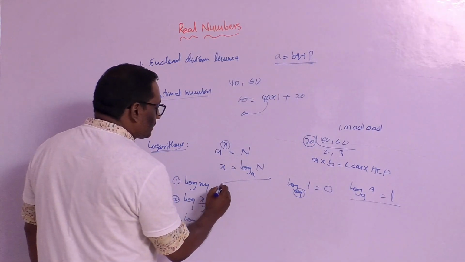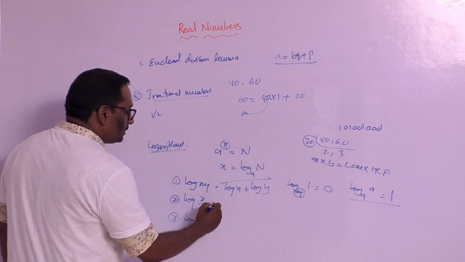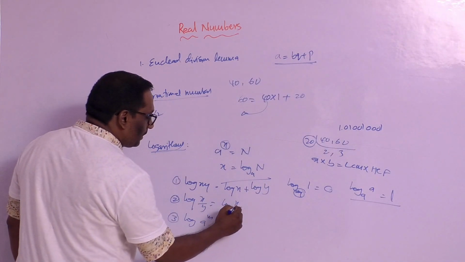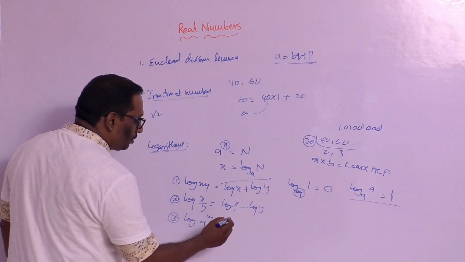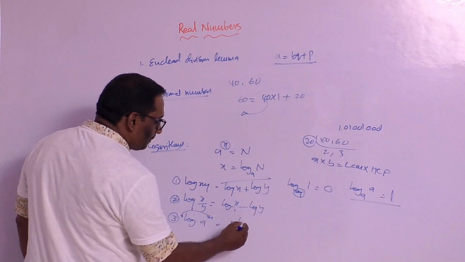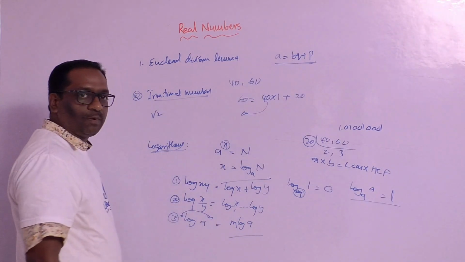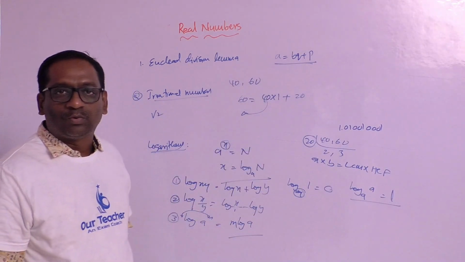Now coming to the log xy formula, log x plus log y is the formula. The second one is log x by y, which is log x minus log y. The third one is that the power m comes in front of the logarithmic value, that is m log a is the formula. So with the help of these three formulae, we will try to solve some examples in this topic.